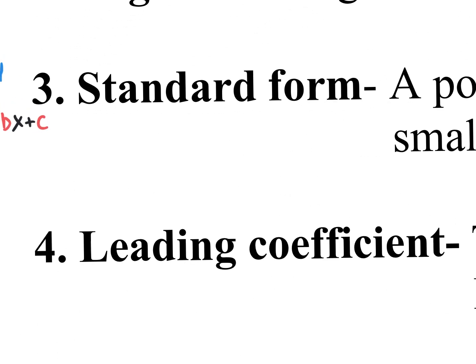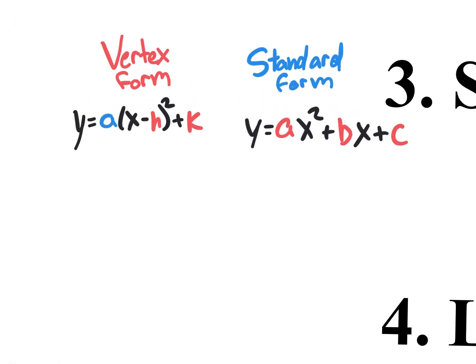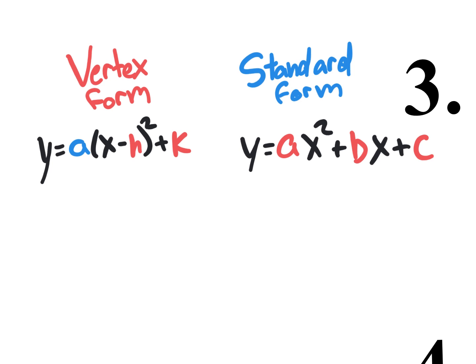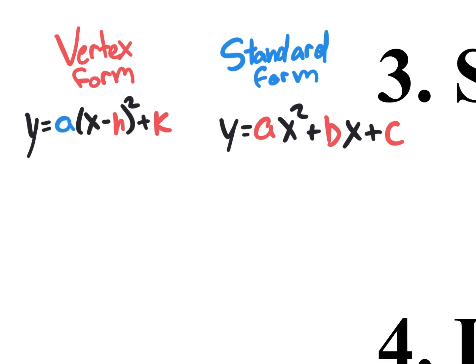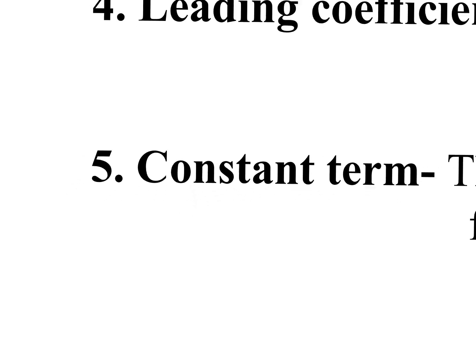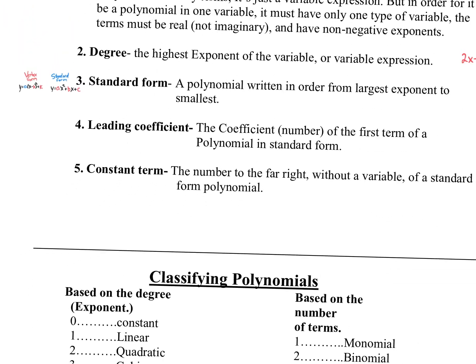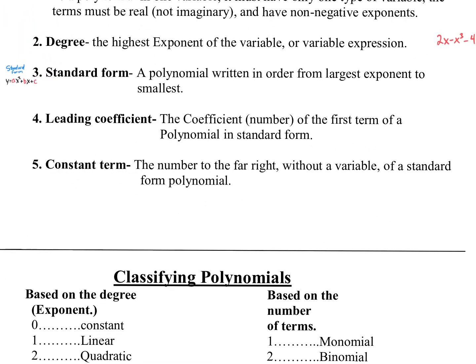Standard form, that's just the way it looks. We have covered standard form when it comes to parabolas, but the standard form when it comes to polynomials is here as well. It's simply organizing your polynomial from the highest exponent down to the smallest, down to the constant at the very end. As a matter of fact, the word constant is another vocab word that we should know. Constant is simply the number to the far right of a standard form polynomial without a variable.